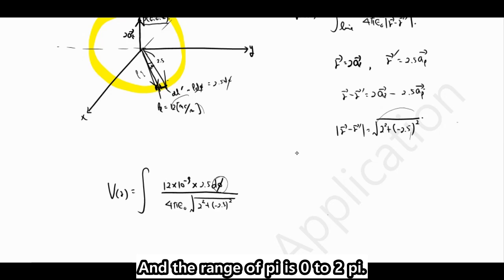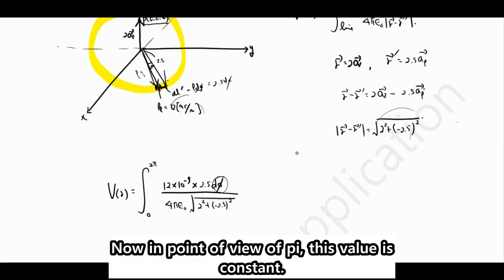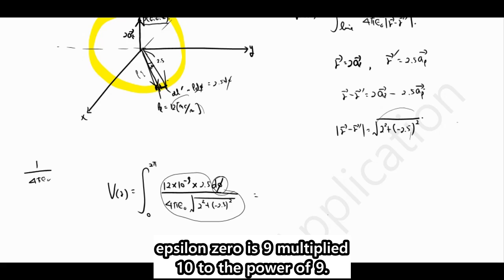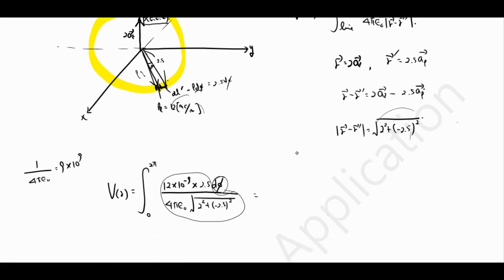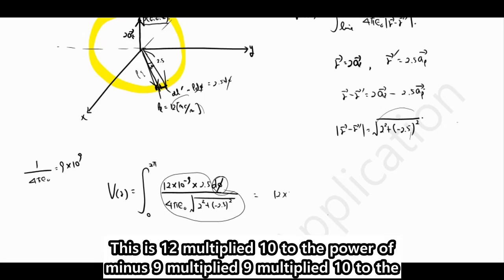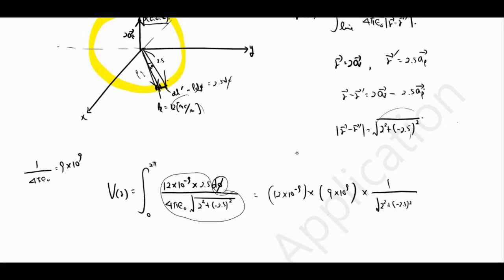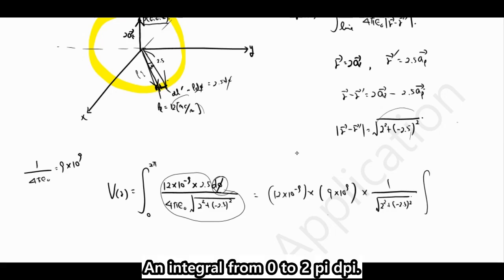And the range of phi is 0 to 2 pi. In terms of phi, this value is constant, so we have already known 1 over 4 pi epsilon 0 is 9 multiplied by 10 to the power of 9. This is 12 multiplied by 10 to the power of minus 9, multiplied by 9 multiplied by 10 to the power of 9, multiplied by 1 over square root of 2 square plus minus 2.5 square, and the integral from 0 to 2 pi d phi.